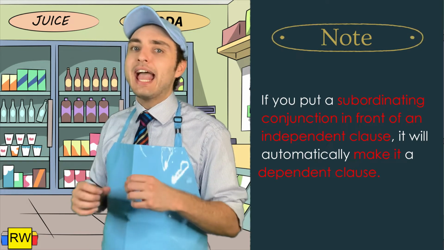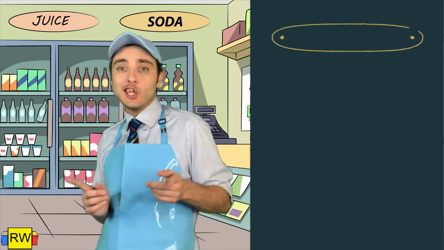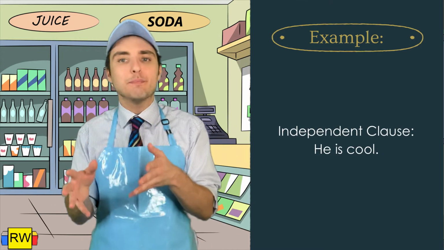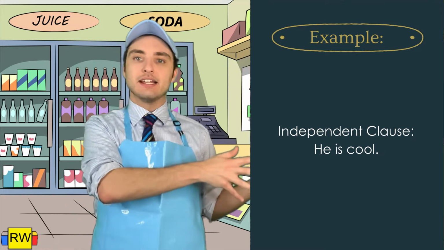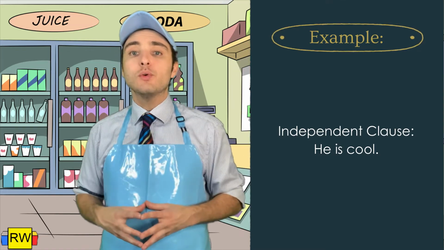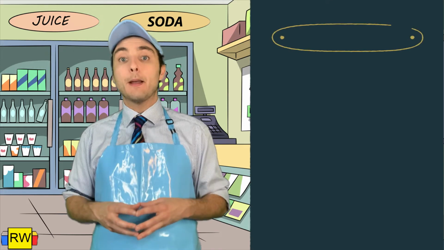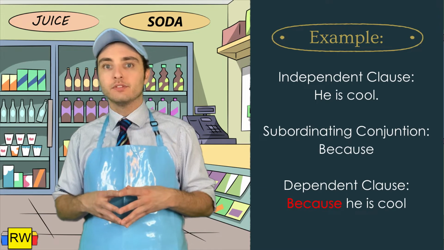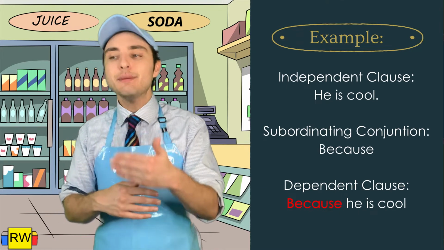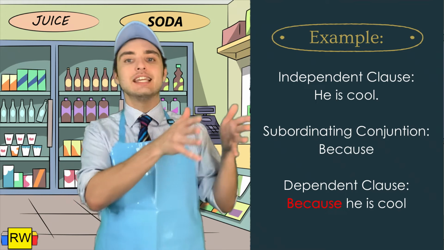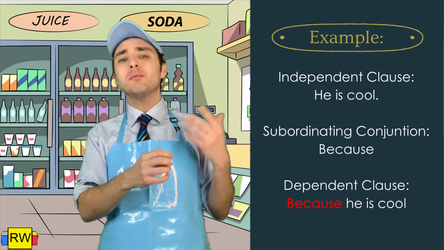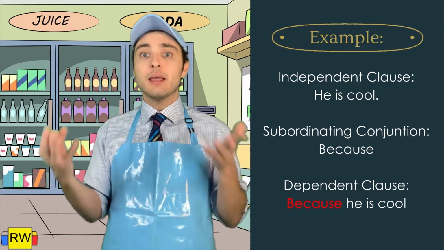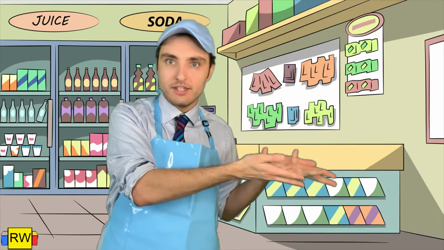Let's say that we have the independent clause, he is cool. But we want to go ahead and turn that independent clause into a dependent clause. So what we could do is throw the subordinating conjunction because in front of that independent clause. So it turns into the dependent clause because he is cool. Then we would need to follow it up with another independent clause for that to make sense. Because he is cool, what?